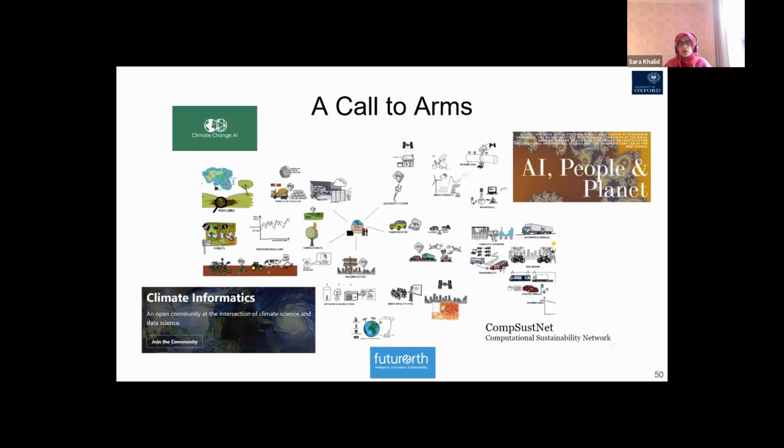And then you may be aware of communities such as the Climate Change AI Initiative and Future Earth, which embody the vision of a concerted AI solution to every climate-related problem. There's even a call for data scientists to sign up to their respective areas of interest and contribute to this fight against climate change.